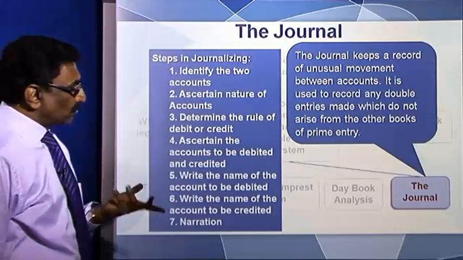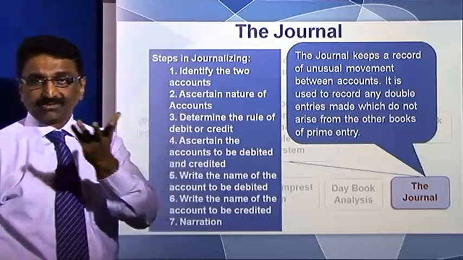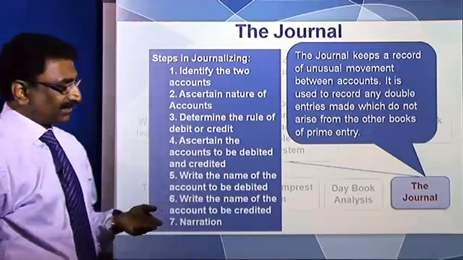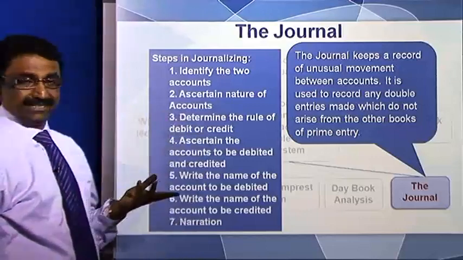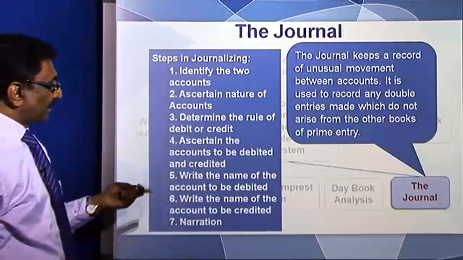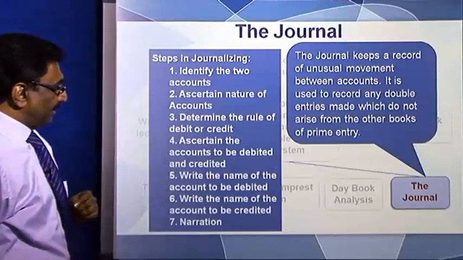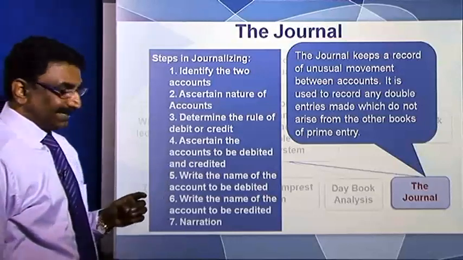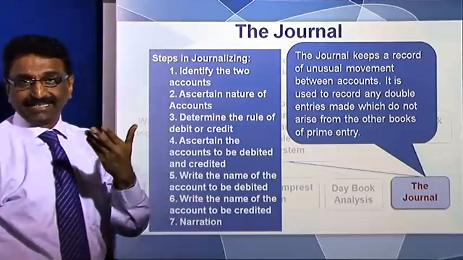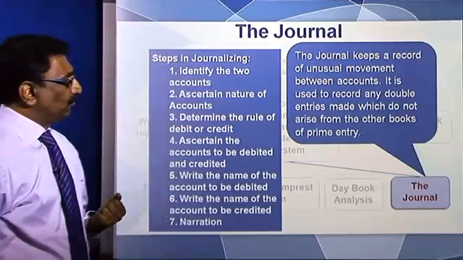Then ascertain the accounts to be debited or credited, which are within the asset category. There could be a machinery account, a computer account, a vehicle account, or a debtor account, etc. So find out which are the accounts to be debited and what is the other leg of the transaction which has to be credited. Then write the names of the two accounts, and write a small narration which says why this is being done, what is the reason behind it, or what is the explanation for that transaction. Let's take a few examples to make it clearer.